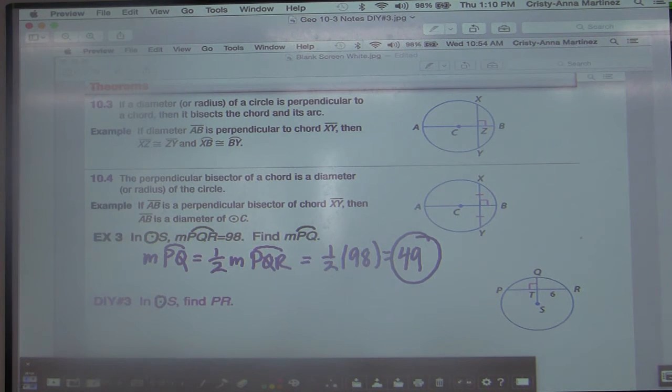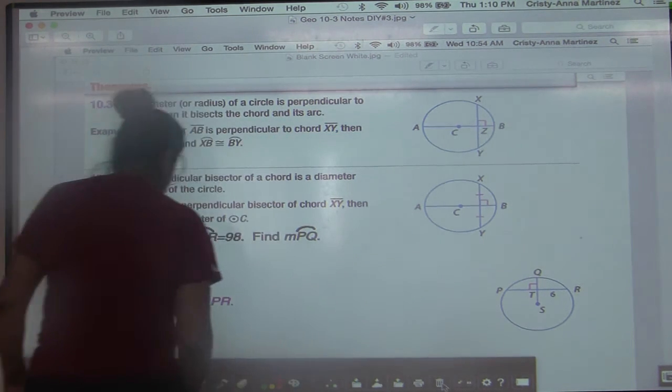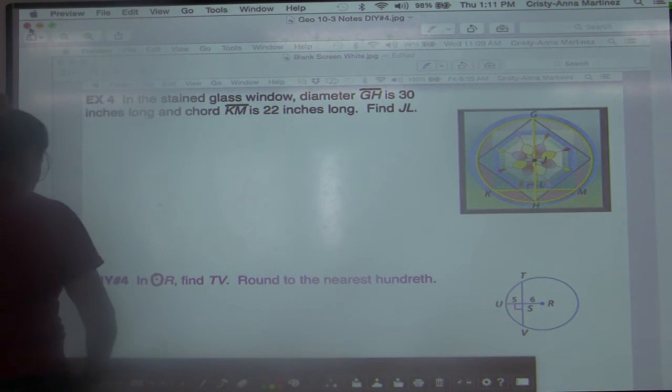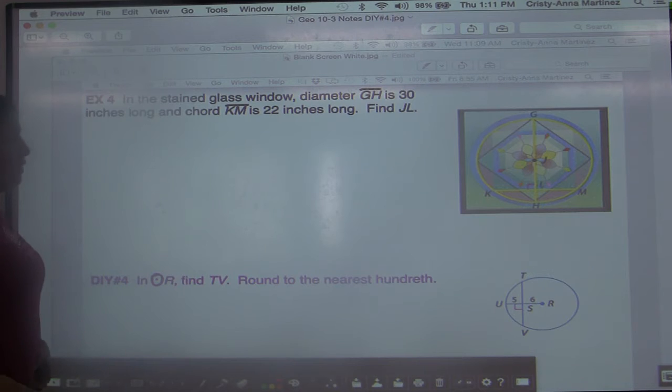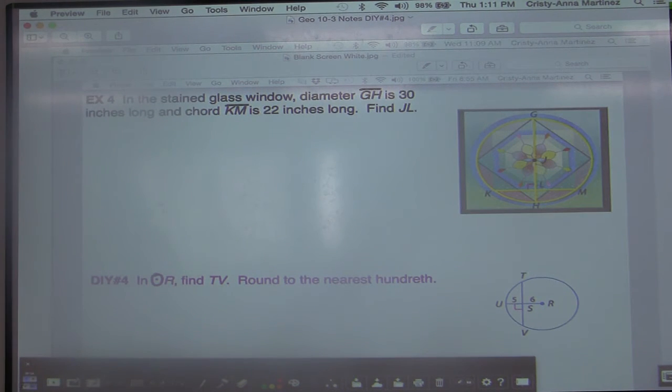So now you can do it yourself number 3, and then we will go on to our next item of business, which is example 4. Example 4 is going to require a little bit more work, but it's not too difficult as long as you're looking at the diagram correctly. Alrighty, so here we go.